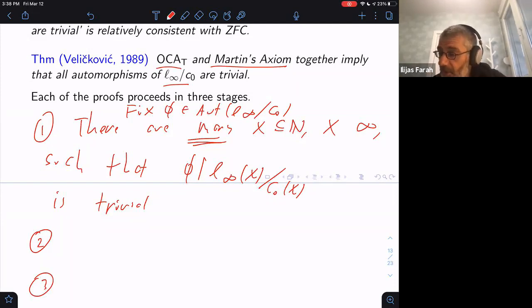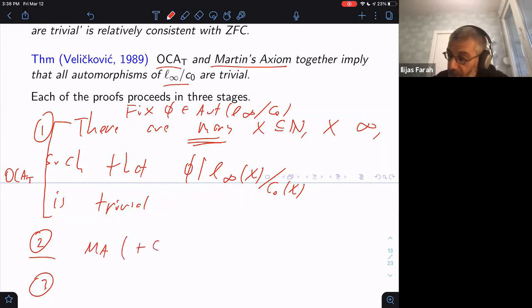Now, it was only natural to expect that the proof that all automorphisms of the Calkin algebra are inner would proceed in the same direction. Now, an important bit here, you see the first part uses only OCAT, and the second part really uses Martin's axiom, maybe with OCA, I'm not even sure now. I think you just need Martin's axiom, but I'll just add OCAT. And then the third part again uses OCA.